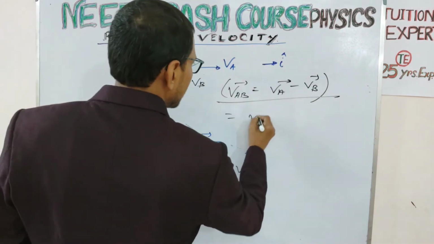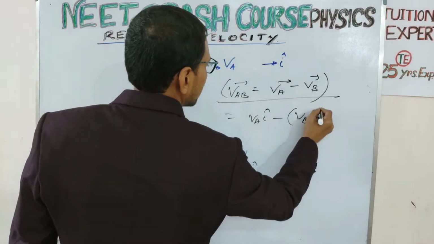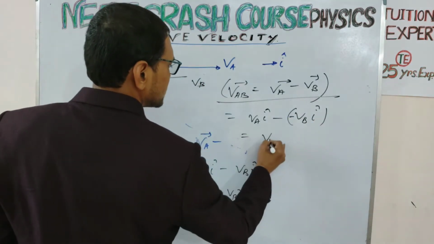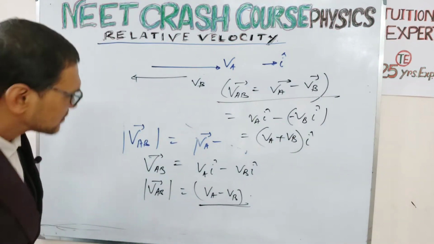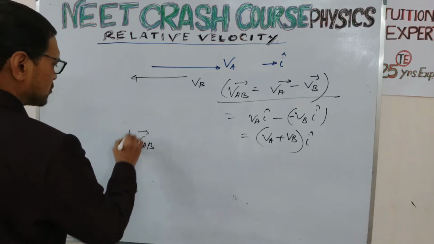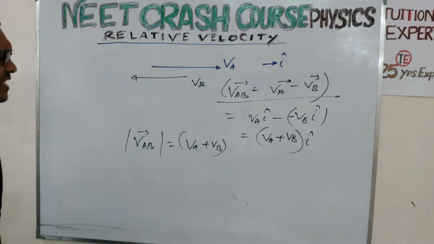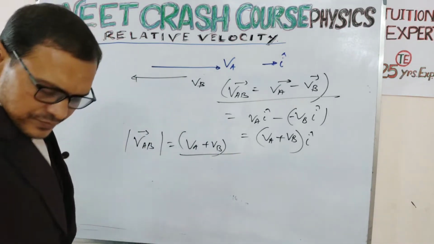Then VA into i vector minus VB into i vector, where VB is a negative vector, so this is VA plus VB into i vector. Now the magnitude of VAB equals VA plus VB. So when two bodies move in opposite directions, the relative velocity of one with respect to the other increases.